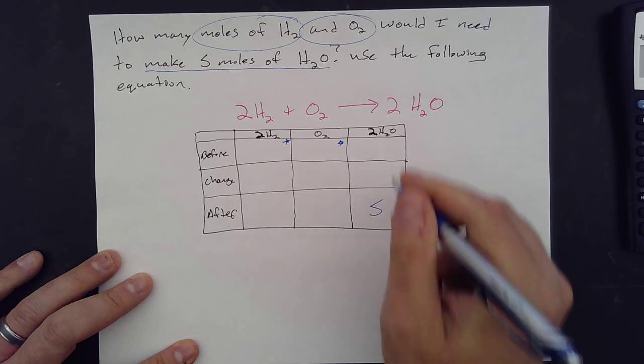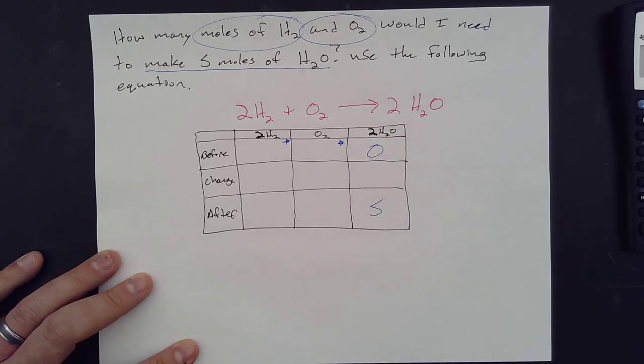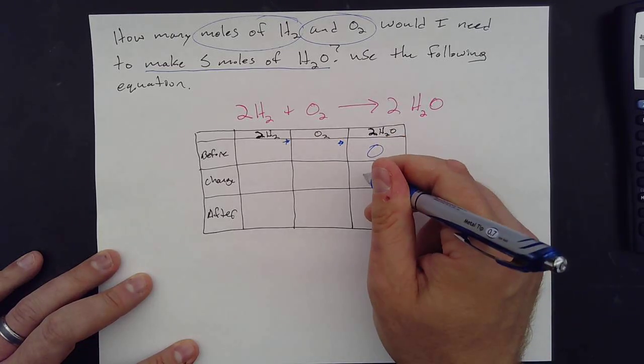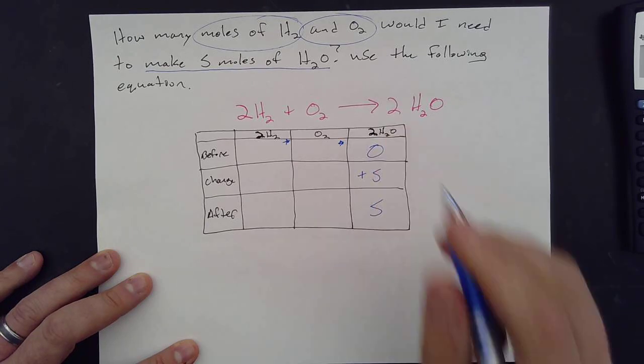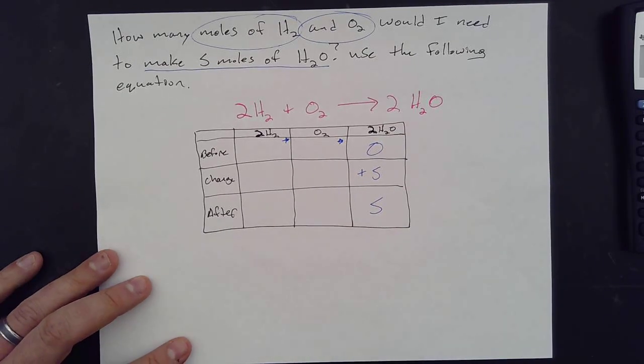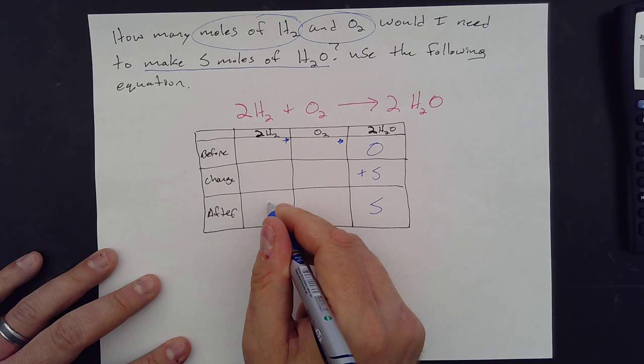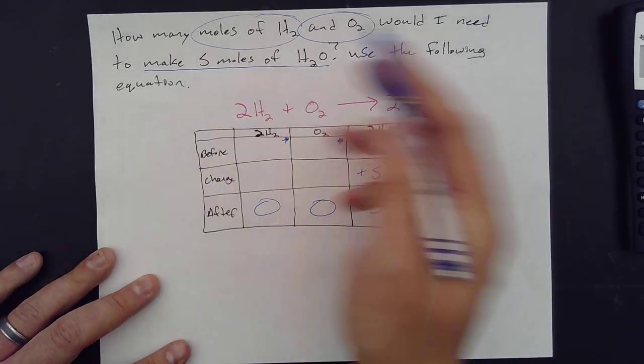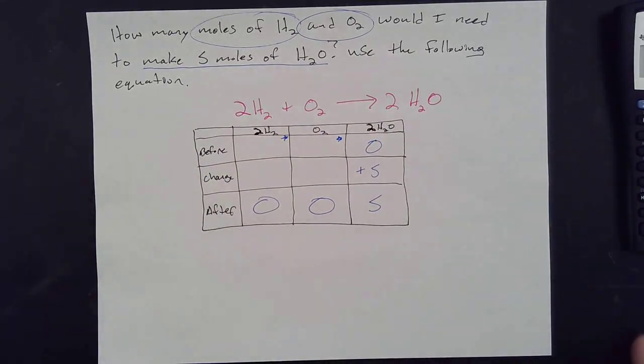How much did I start with? Well, I haven't made anything yet, so I have none. So that means in this column, I must have plus 5 H2Os. Now we can start figuring things out. I know that these, I'm going to be left with nothing because I'm asking how much would I need to make this, which implies that I'm not going to have any left over.